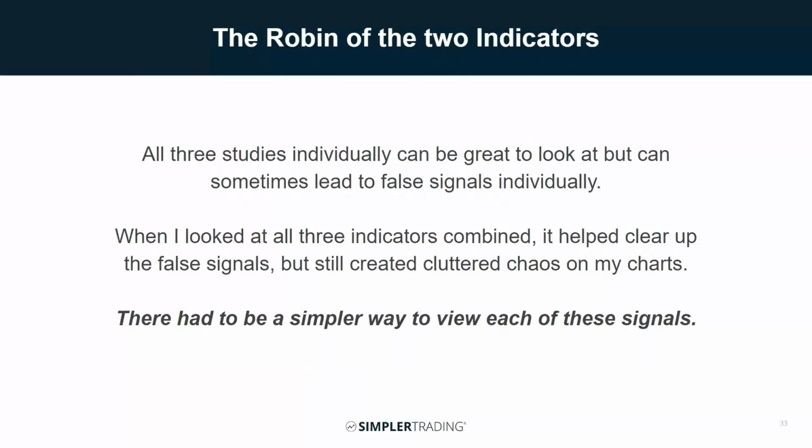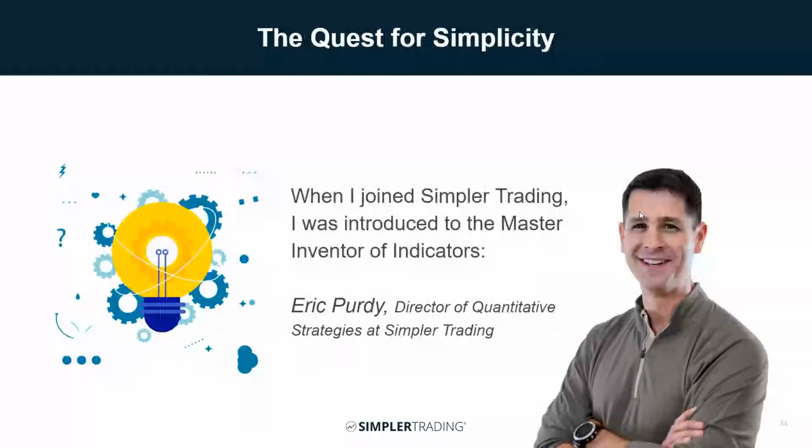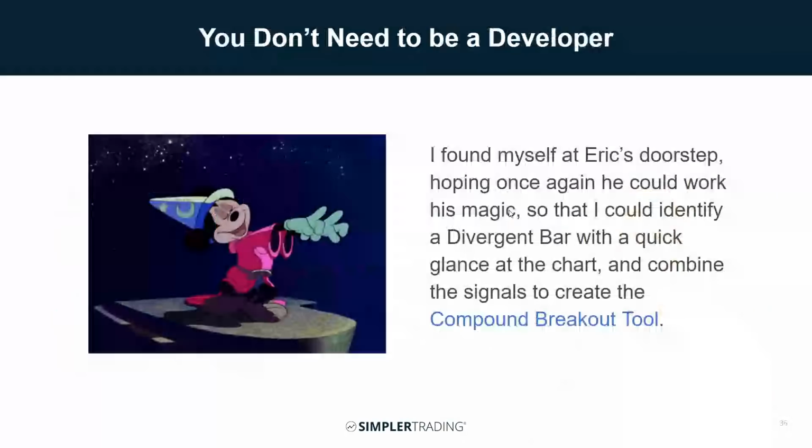I knew there had to be a simpler way to view each of these signals. So when I first joined Simpler Trading, I was introduced to the master inventor of indicators, Mr. Eric Purdy. He's the director of quantitative strategies here at Simpler Trading. I was told that if I wanted an indicator created or if I had a question about how I could simplify some of my signals, he was the guy to go to. So you don't need to be a developer, right? I know very little about coding. I found myself on Eric's doorstep, hoping once again he could work his magic so that I could identify a divergent bar with a quick glance at the chart, as well as combine the signals that I look at to create the compound breakout tool.